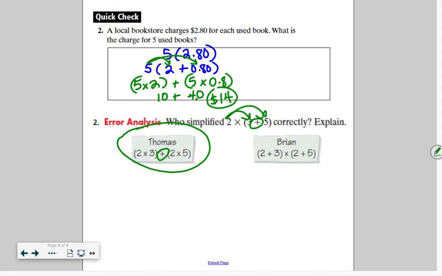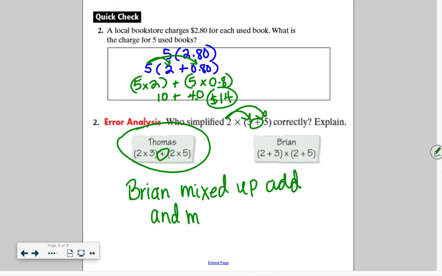What's Brian's mistake? He really just mixed up his signs, didn't he? Yeah. It's okay. So Brian mixed up his addition and multiplication signs. He also has a division sign. It really is addition. It's not division. It's addition.